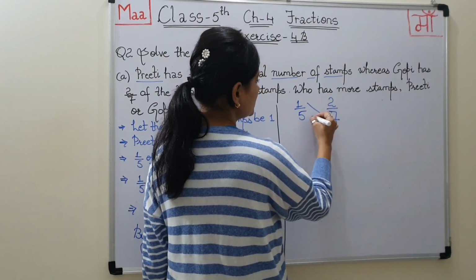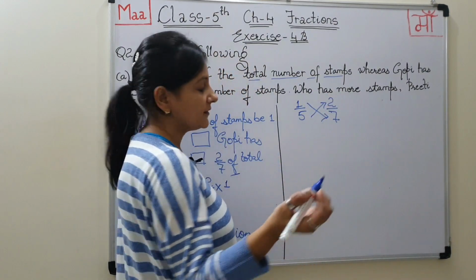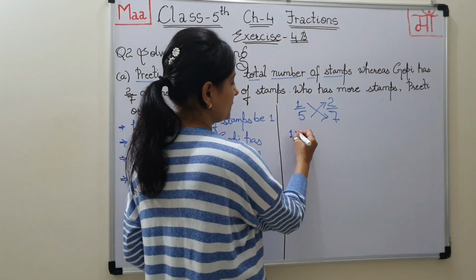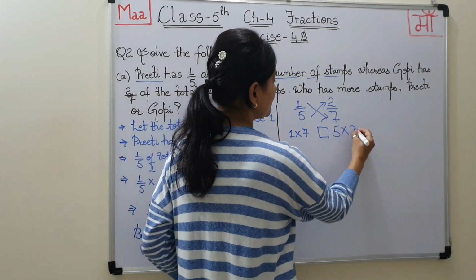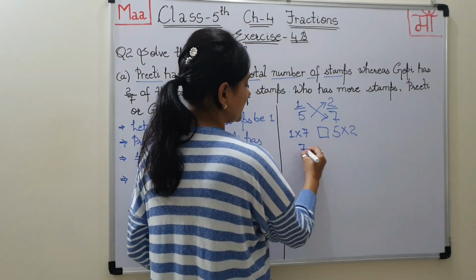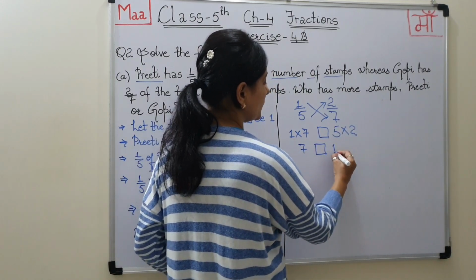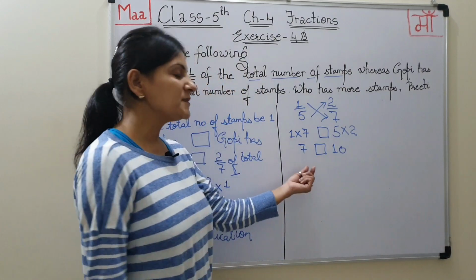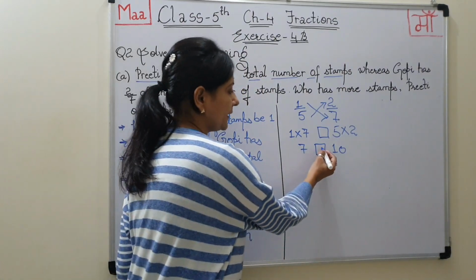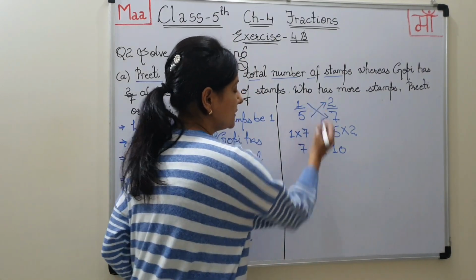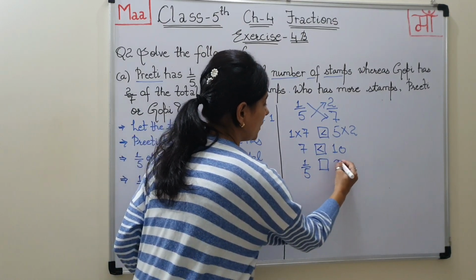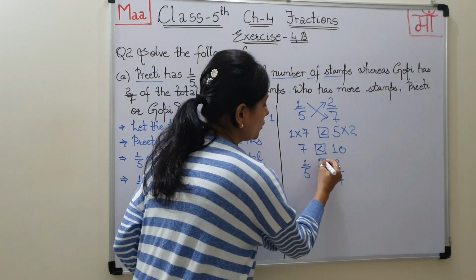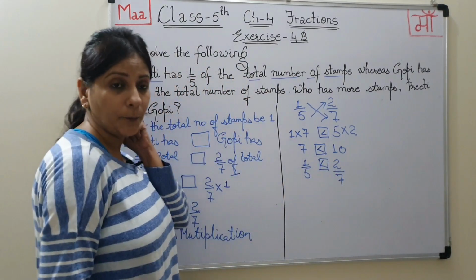Then you will be putting the sign of cross multiplication, then start multiplying it. 1 will be multiplied by 7 and 5 will be multiplied by 2. So 1 times 7 will give you 7 and 5 times 2 will give you 10. So from 7 and 10, 10 is greater. That means write the fractional number again, 1/5 and 2/7. So 2/7 is greater than 1/5.